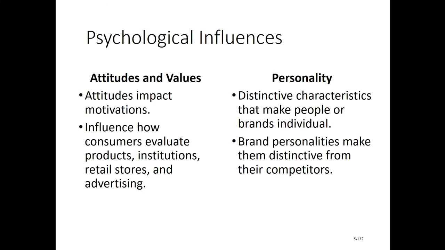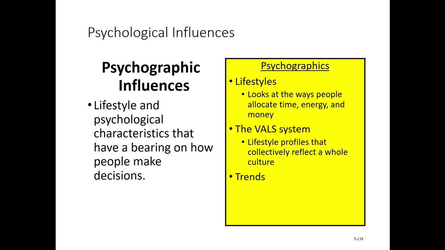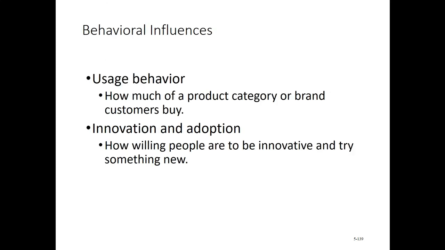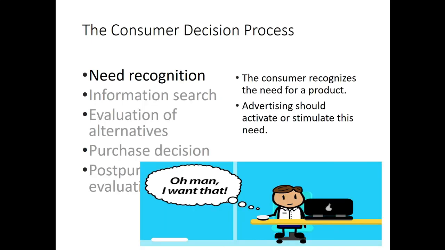And then we also have personality. We're talking about distinctive characteristics that make people or brands individual. Brand personalities make them distinctive from their competitors. We also have psychographic influence, the lifestyle and psychological characteristics. And then usage behavior in terms of your behavioral influences. So how much of a product category or brand customers buy. And then we have innovation and adoption, how willing people are to be innovative and try something new.